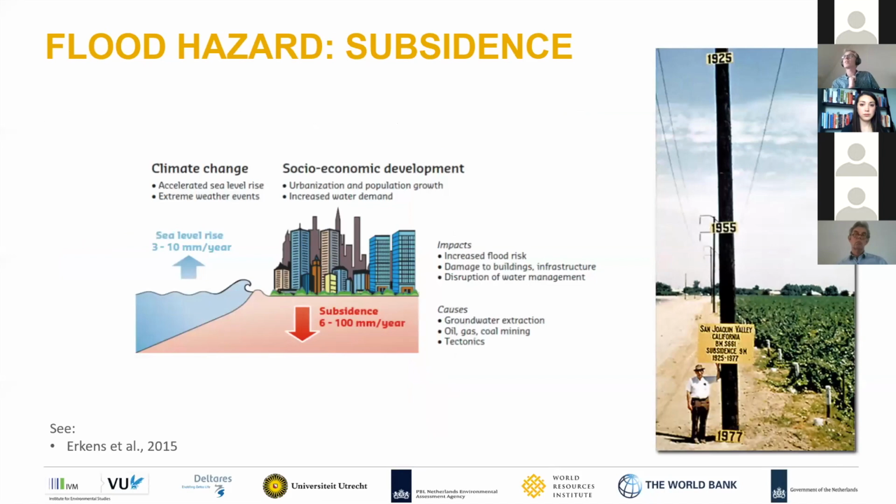Now, a really important aspect when we look at flood hazard globally is subsidence. In some coastal deltas, delta cities, where there's a lot of groundwater extraction, subsidence can be taking place very rapidly. It's a huge problem, in some areas up to 100 millimeters per year, for example. And at Utrecht University, projections of global subsidence have been made, which are included within this tool.